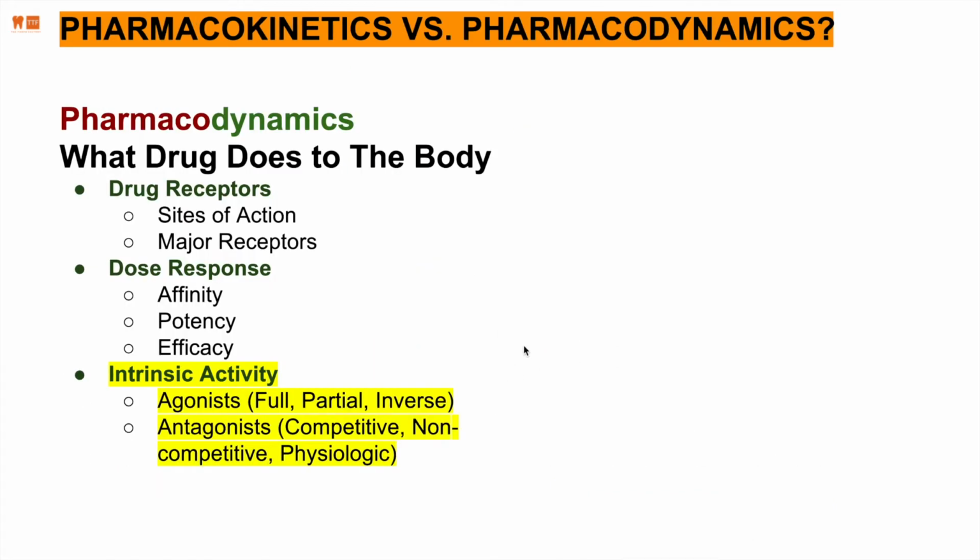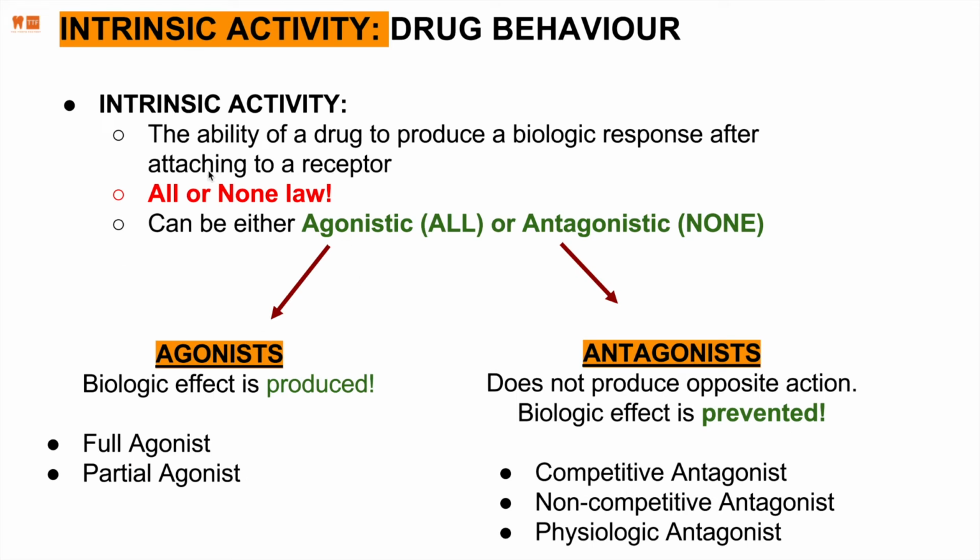Now, last but not the least, the intrinsic activity. We're going to talk about the agonistic properties and the antagonistic properties to summarize the whole lecture. So first of all, what is intrinsic activity? It's a form of drug behavior, right? It's how the drug behaves. So it's the ability of a drug to produce a biologic response after attaching to the receptor. That's it. It's the ability to produce a biologic response.